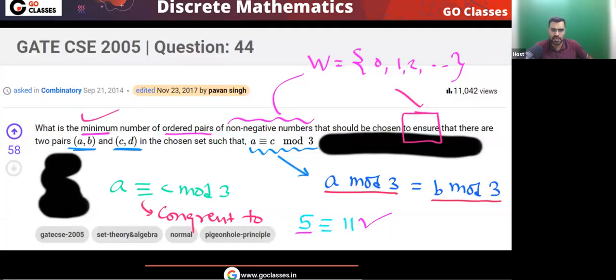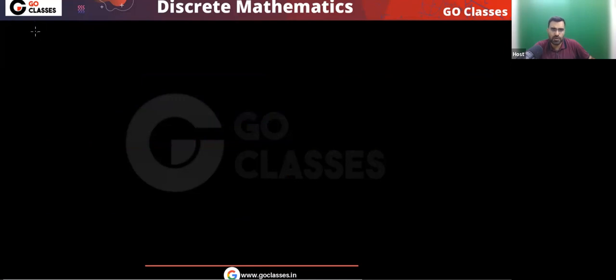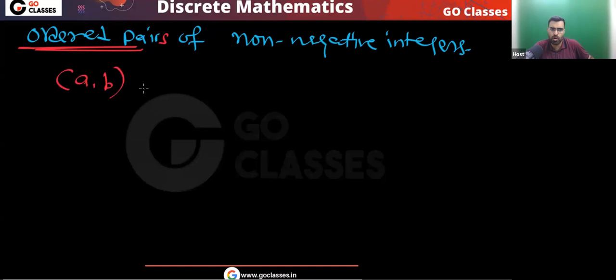The question is saying that you need to make sure, first of all, what you want: ordered pairs of non-negative integers. This is what you want. And the question is asking minimum how many I should choose. Remember, you want ordered pairs. This type of pairs you want: A, B, C, D.